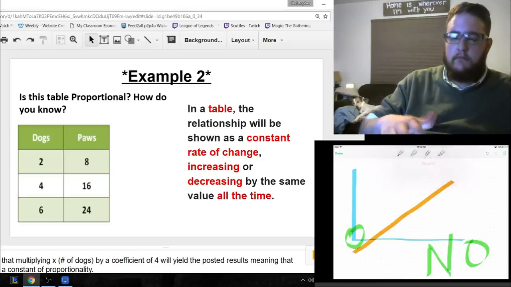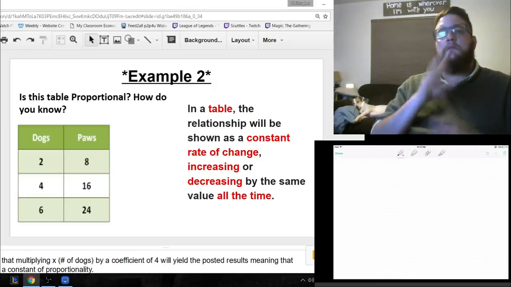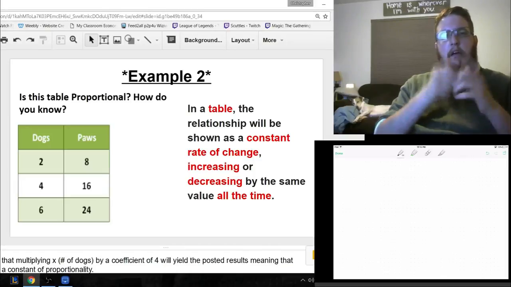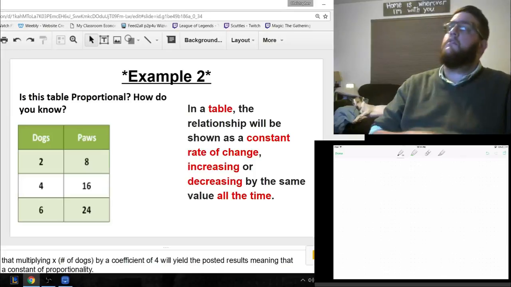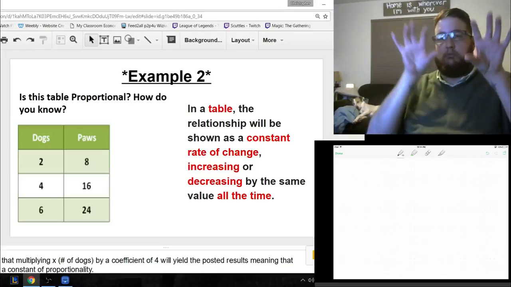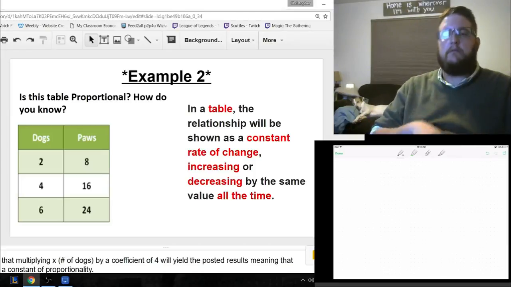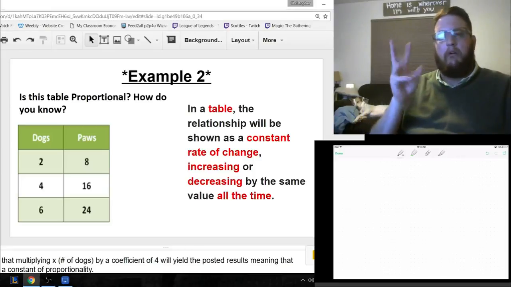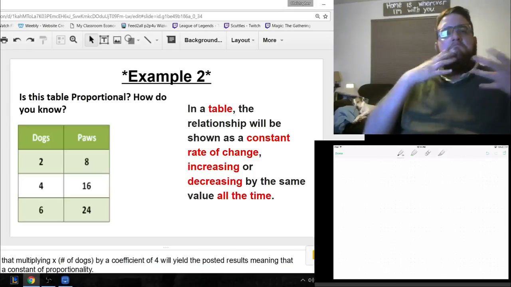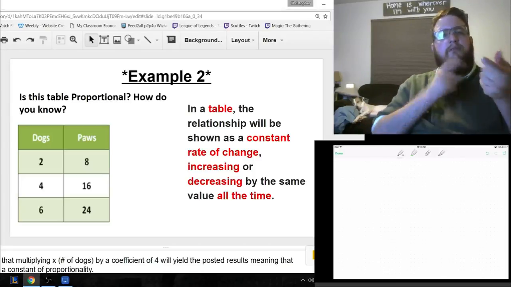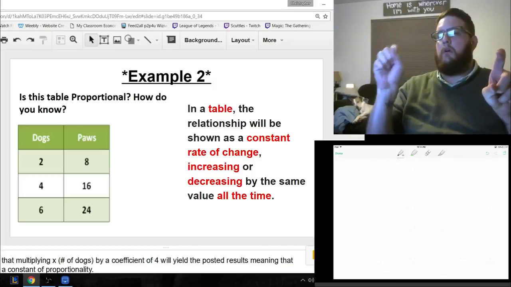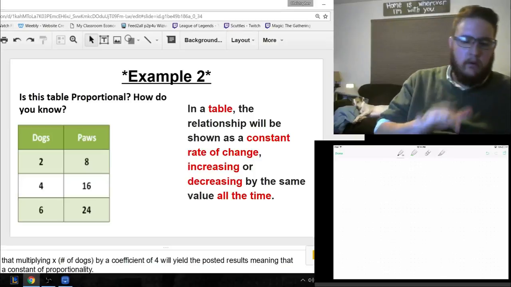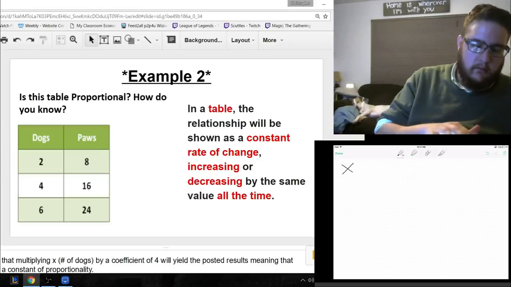In our next example, we have a table. So we just did an example about a table, and we figured out whether or not it was proportional. So remember that for each set of numbers, we have to determine its rate of change. So this one has dogs and paws, but for simplicity's sake, we're going to switch out dogs for x and change paws to y. So we'll rewrite this table with x's and y's instead of dogs and paws.